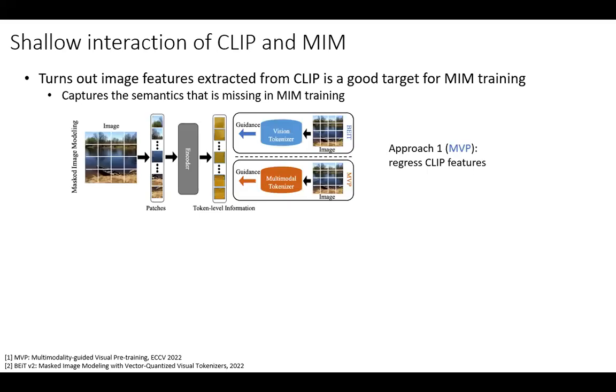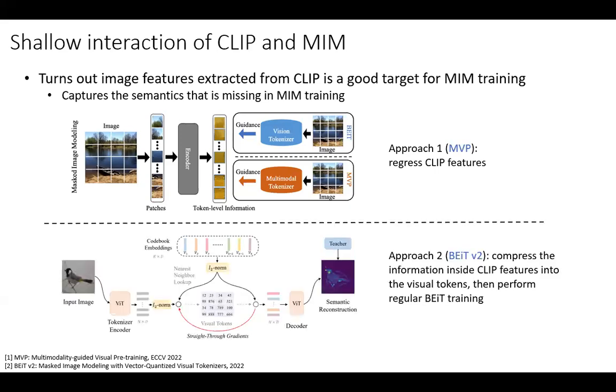This is one approach, the MVP paper, ECCV last year. For the model that you are going to learn, they directly regress to the CLIP feature. Then in the BEiT v2 paper, instead of directly regressing the CLIP feature, the authors used another idea, but basically it's similar. You compress your CLIP information into your visual tokenizer. After you get this new visual tokenizer, you can do the BEiT training as usual. So it's another way of using CLIP features in your model training.